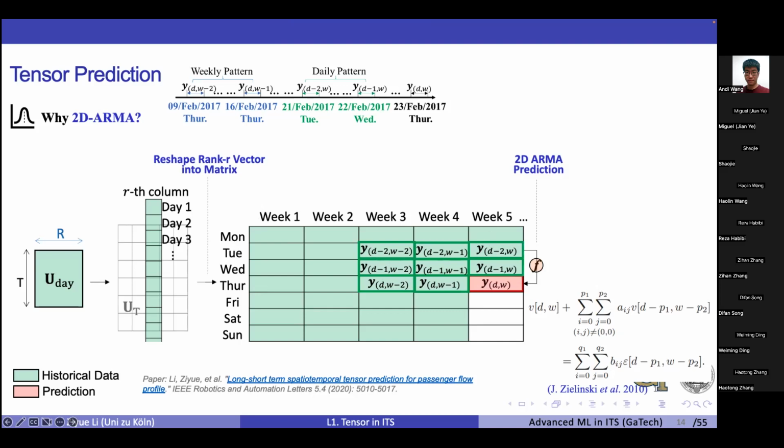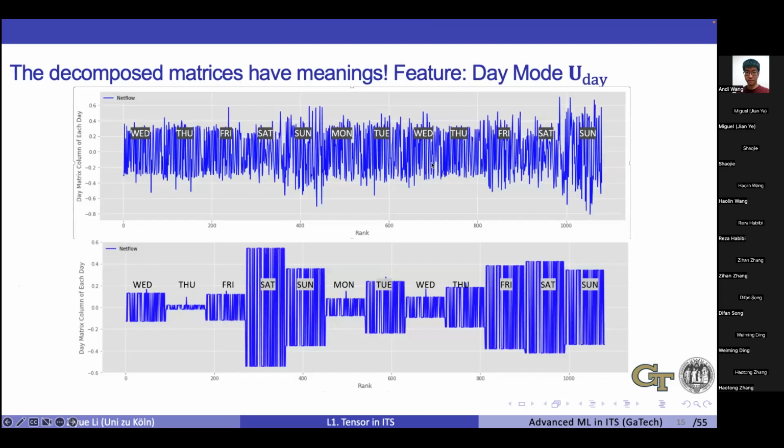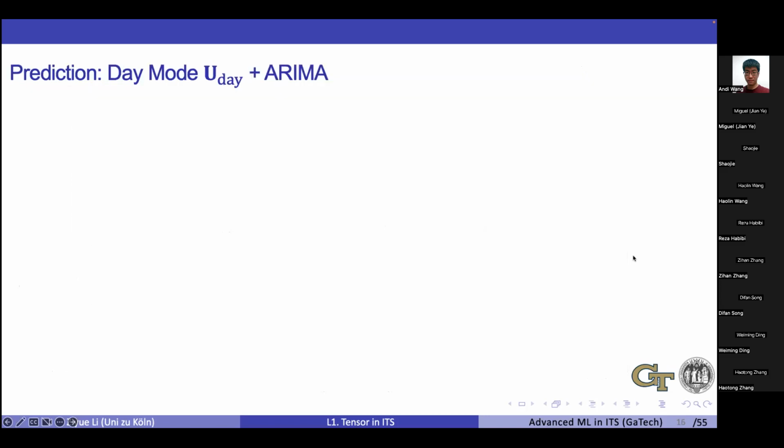So this is the purpose of the 2D ARMA model. And here we get an intuition from the temporal correlation. And why does it work? Because the mode matrix we get actually has quite a lot of meaning. For example, this is the day mode matrix. You can see that Monday, Tuesday, all the way to Sunday, the pattern can also be represented in the mode matrix.